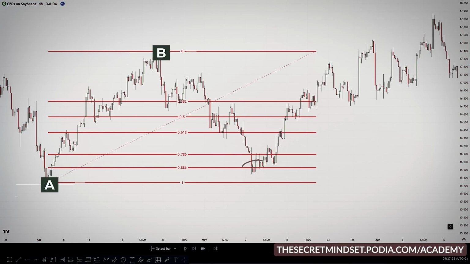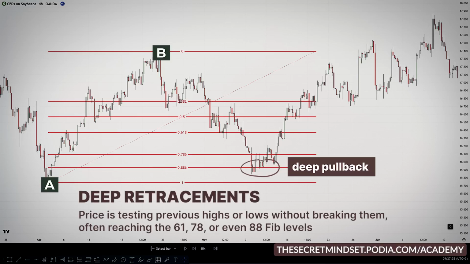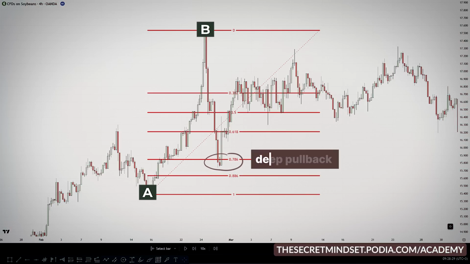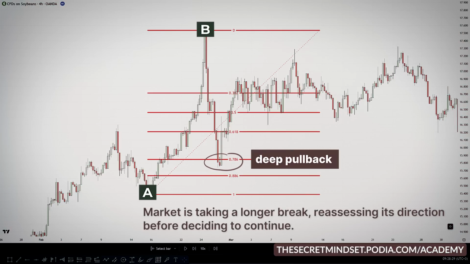Deep retracements are more common when a trend isn't fully established yet. The price might make several ups and downs, testing previous highs or lows without breaking them. Deep retracements often reach the 61, 78, or even 88 Fib levels, and these deeper pullbacks can be tricky. They might make you think the trend is over, but it's not always the case. It's more like the market is taking a longer break, perhaps reassessing its direction before deciding to continue.